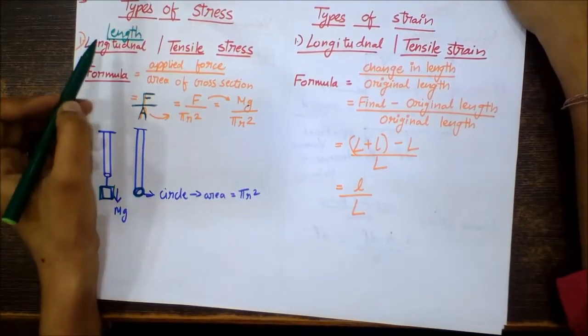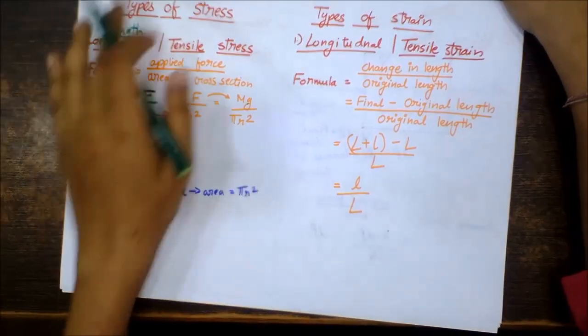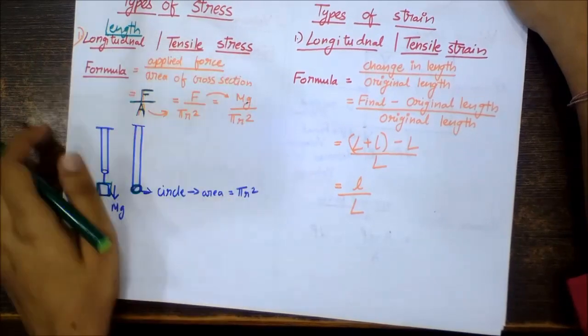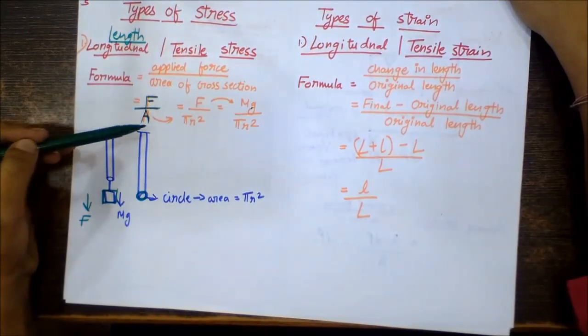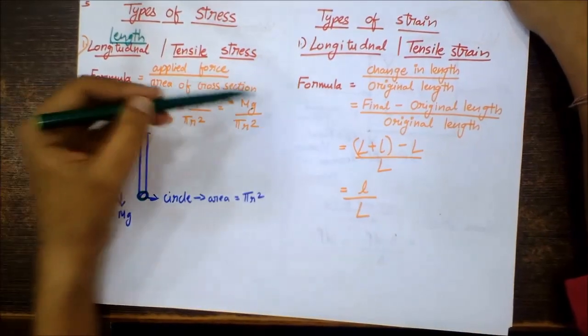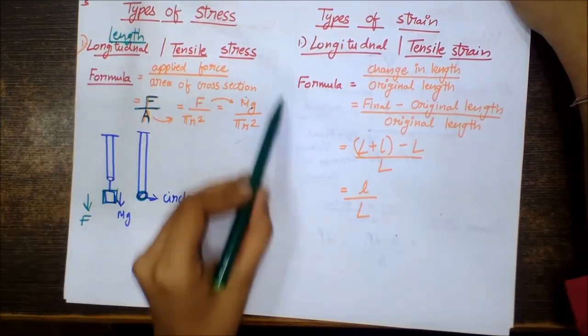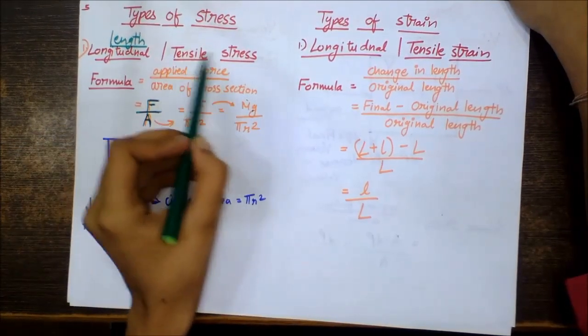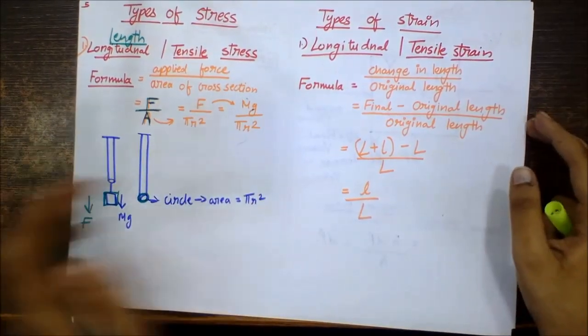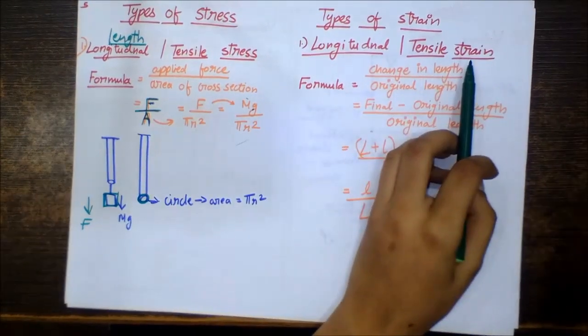So when it comes to the formula of longitudinal stress, you can either write applied force upon area of cross section, or F by A, or F by pi r square, or mg by pi r square. All of these are valid formulas for longitudinal or tensile stress. Moving on to the longitudinal or tensile strain.